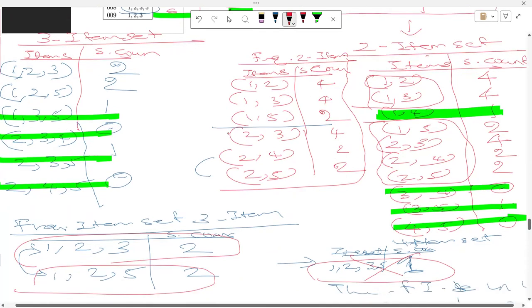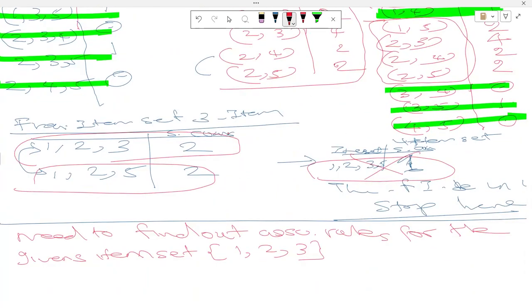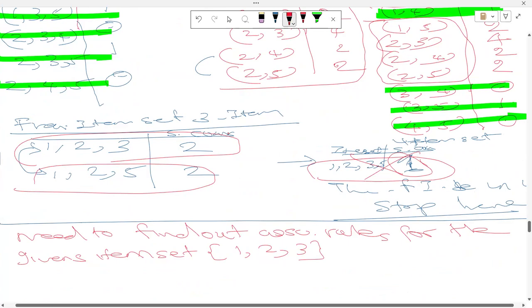That is a normal procedure. So here, for the four item set, the support count is 1, right? This does not satisfy the minimum support count of 2. So we cannot find any association rule for this one. So from here onwards, we need to do it for these two.